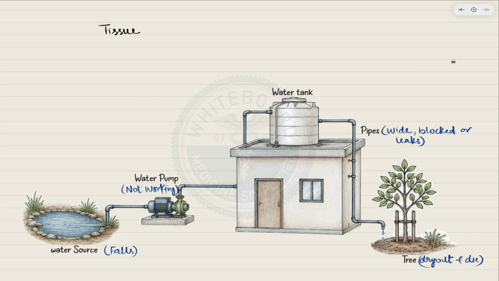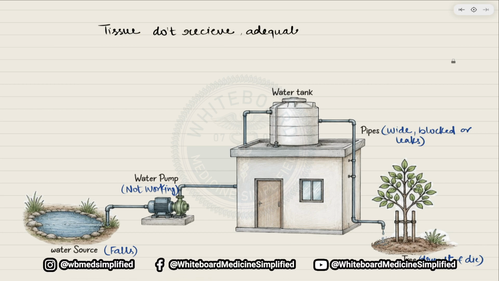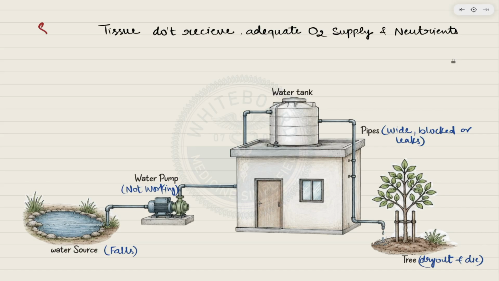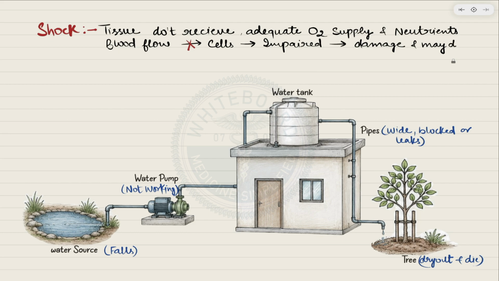This state in which the tissues of the body do not receive an adequate supply of oxygen and nutrients to meet their metabolic demands is known as shock. In simple terms, shock is a condition of inadequate tissue perfusion, meaning that the blood flow reaching the body's cells is insufficient to support their normal function. Initially, their function becomes impaired, but if the problem persists, the cells gradually become damaged and may eventually die, much like a plant that dries out when it no longer receives enough water.